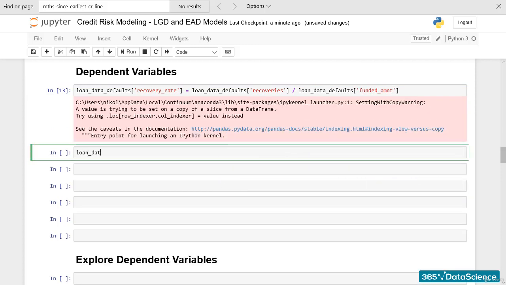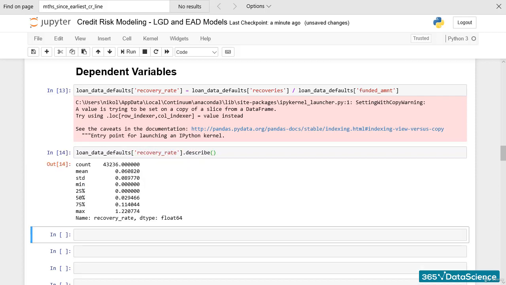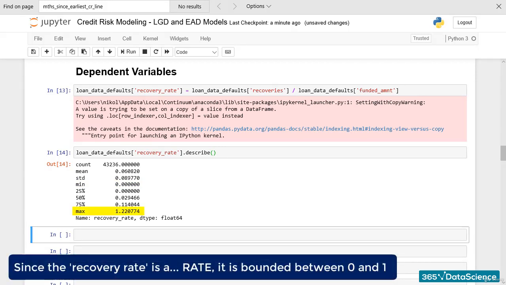Let's call the pandas describe method to see what values we get. Great! We can see the mean recovery rate here. The minimum recovery rate is 0, as expected. However, the maximum is greater than 1. Since the recovery rate is a rate, it is bounded between 0 and 1.